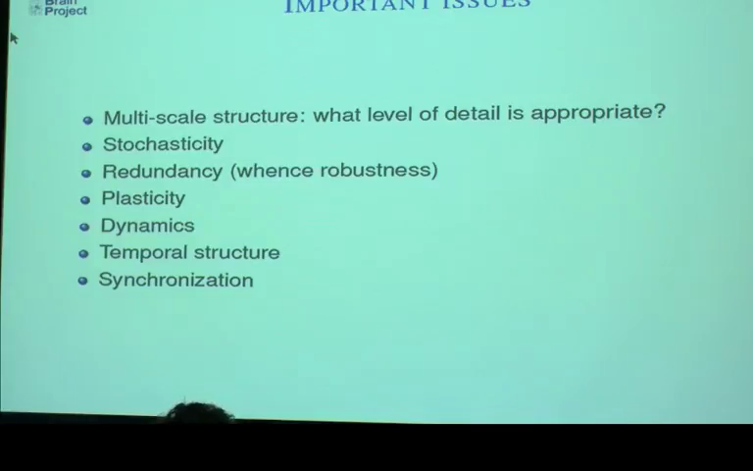Stochasticity is essential. If the brain were completely deterministic, it wouldn't be nearly as powerful as it is. So if you really want to do a good model of a brain, there's got to be some way to build stochasticity into it. Maybe some sort of probability methods.